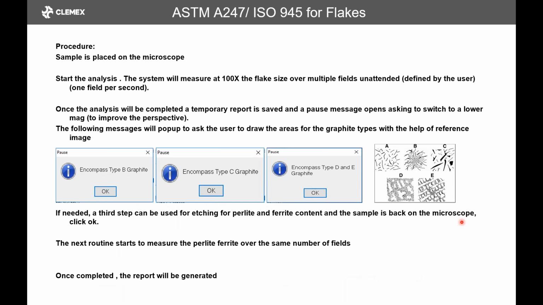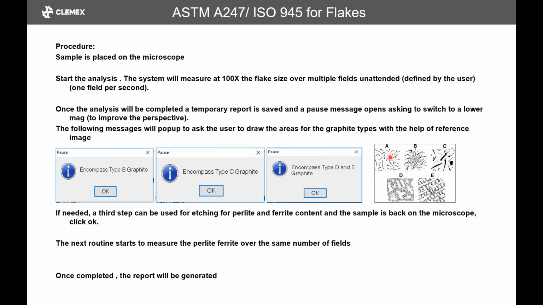Now for flakes, it's somewhat similar, but a little different in the sense that you need to have some manual intervention. So the first part is to measure the flakes to the flake size. So let's say that we have our flakes here, right? The system would look at all the flakes that you have over 10 fields, and then it would measure all the first part of the flake size.